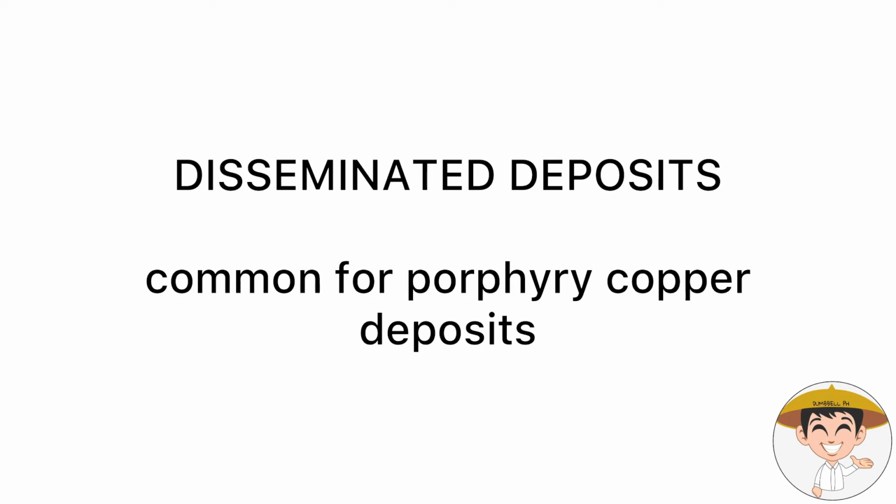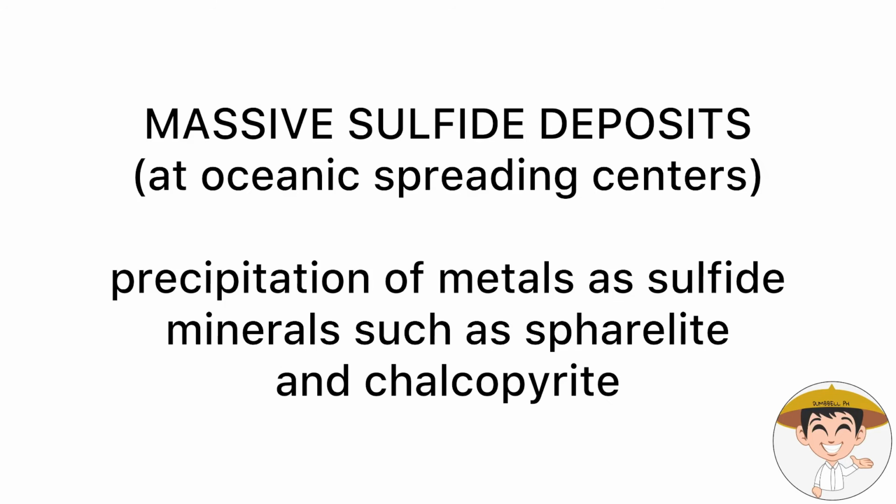Okay. Next, we have disseminated deposits. These are ore minerals that are distributed as minute masses through large volumes of rocks. So this occurrence is common for porphyry copper deposits.